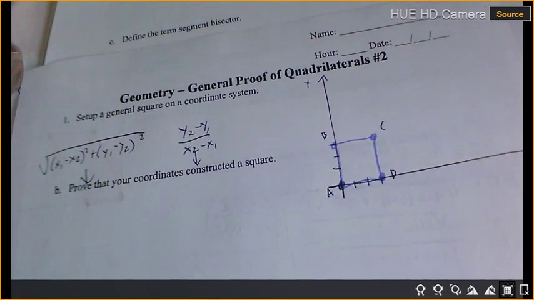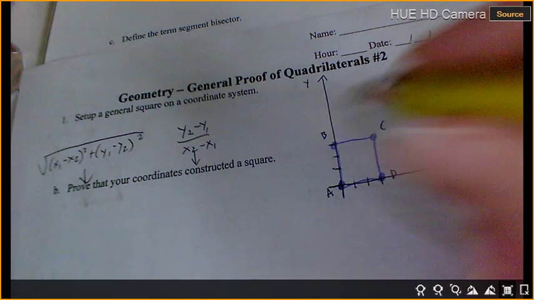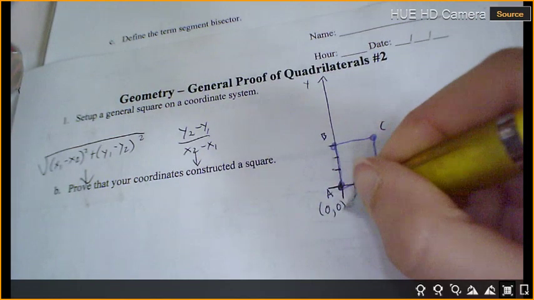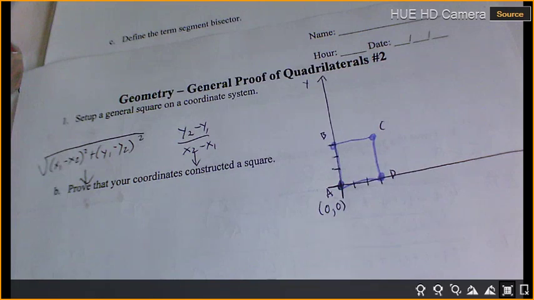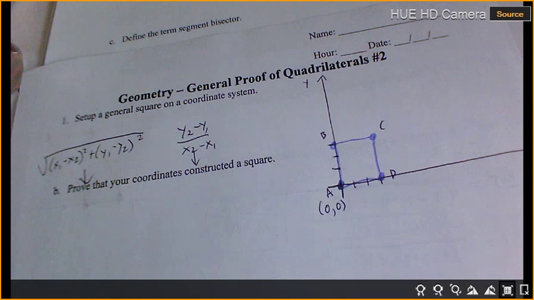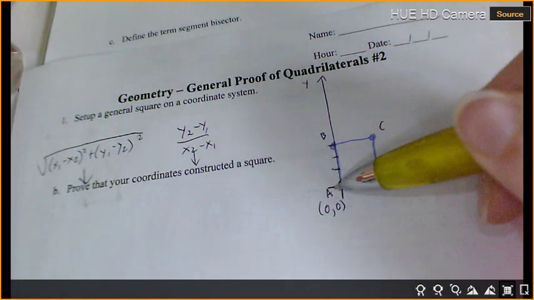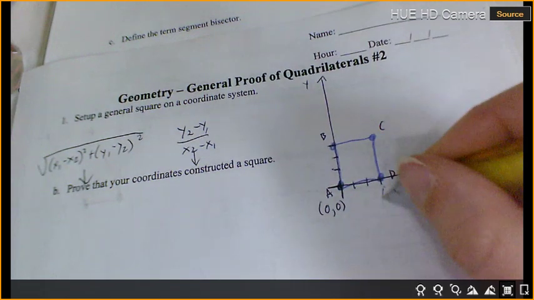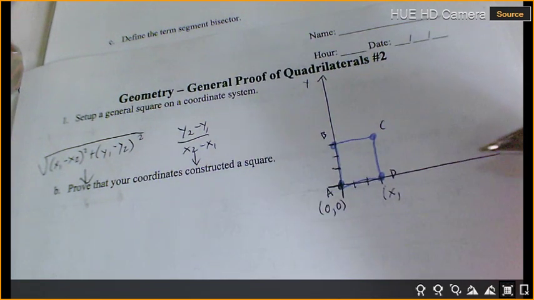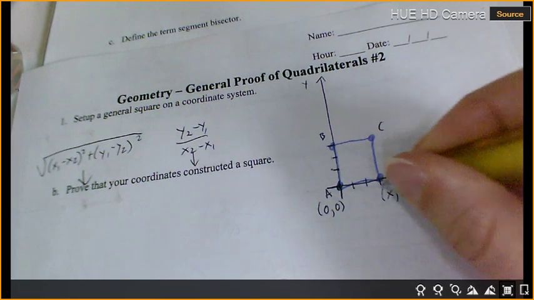What are we going to call A? What point is it at? 0, 0. A is at 0, 0. What about D? How much did we go over? We can't say a number because I don't have a scale set up. Instead of A, because we already have an A, let's call it X. So if we go from A to D, we went over X. Did we go up anything? No, so that should be 0.